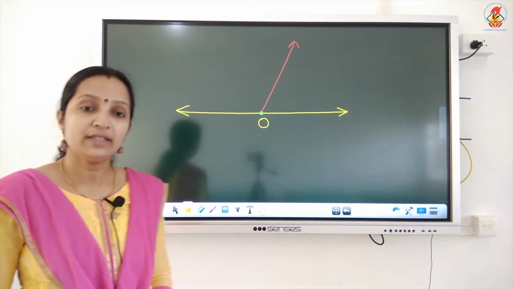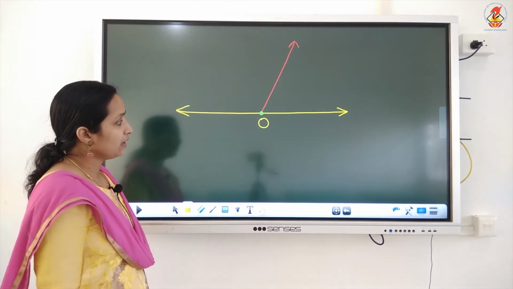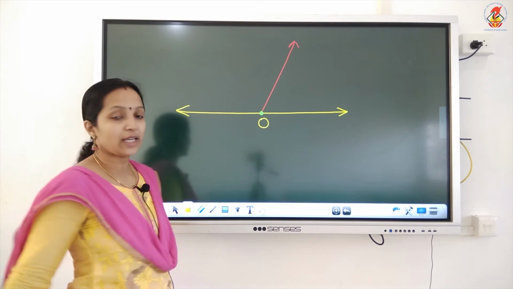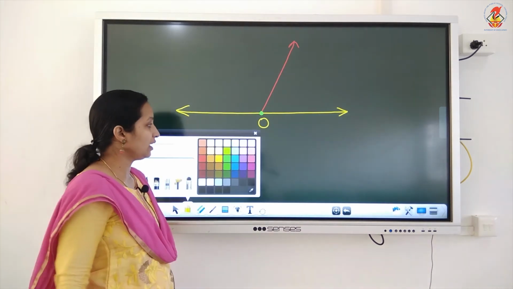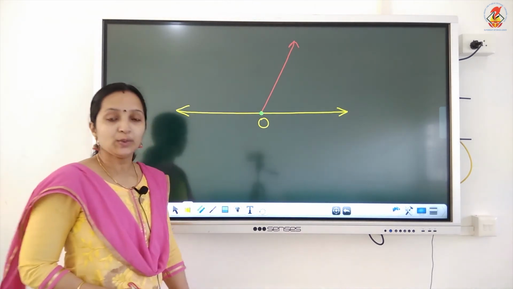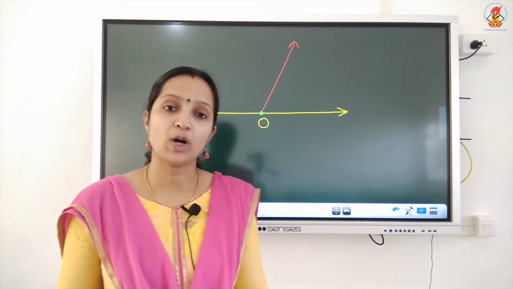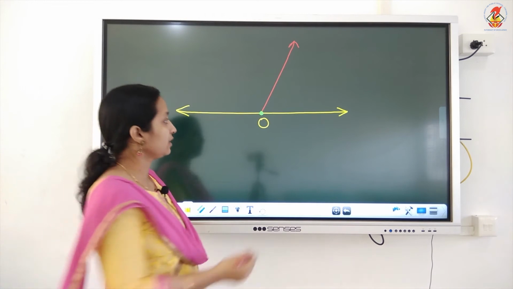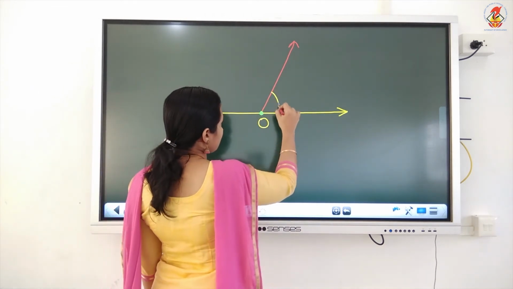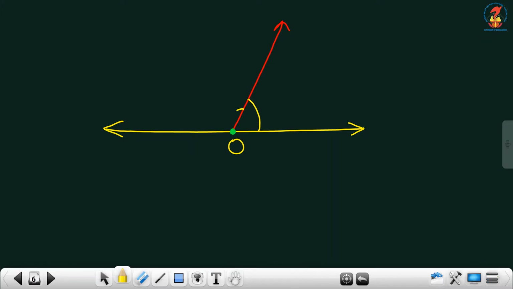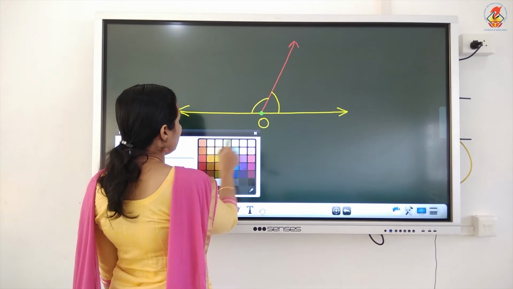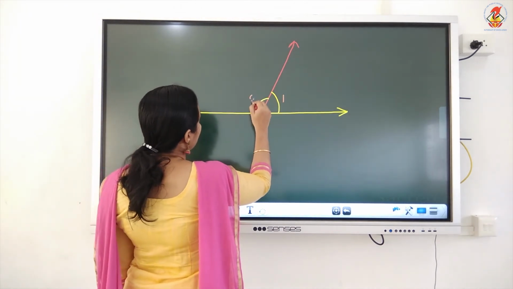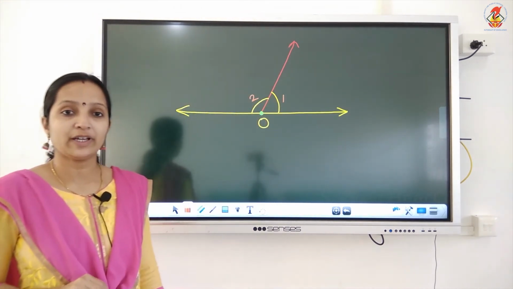Now look at this figure. How many rays can you see here? You can see 3 rays. And we know that if 2 rays have a common point, they form one angle there. So here one angle is there and here also one angle is there. So we got 2 angles here. We can name them angle 1 and angle 2.